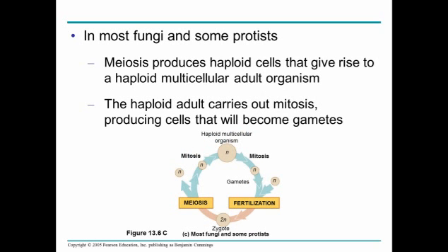And then separately in fungi and some protists, similar idea, meiosis still produces haploid cells, and then we still have a haploid multicellular adult. And then the adult in this case is haploid, which is the unusual component. Usually the adult is diploid. And mitosis occurs here to make many gametes.